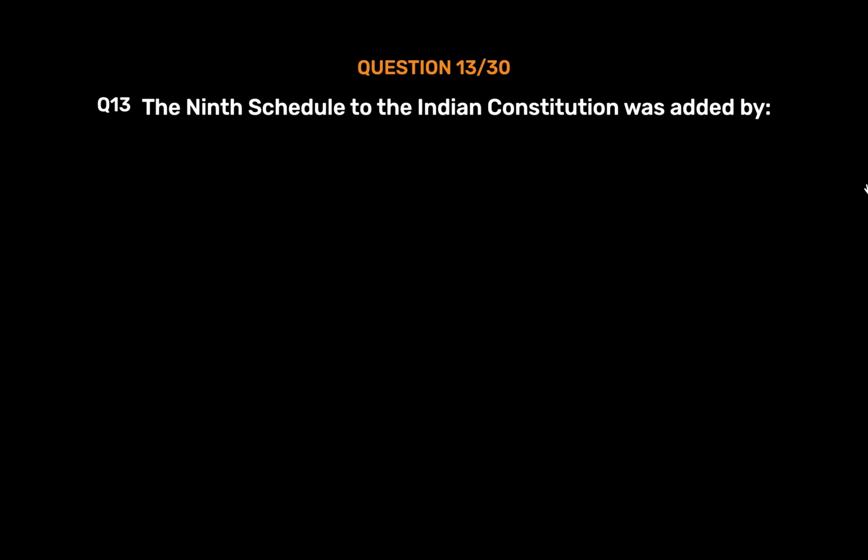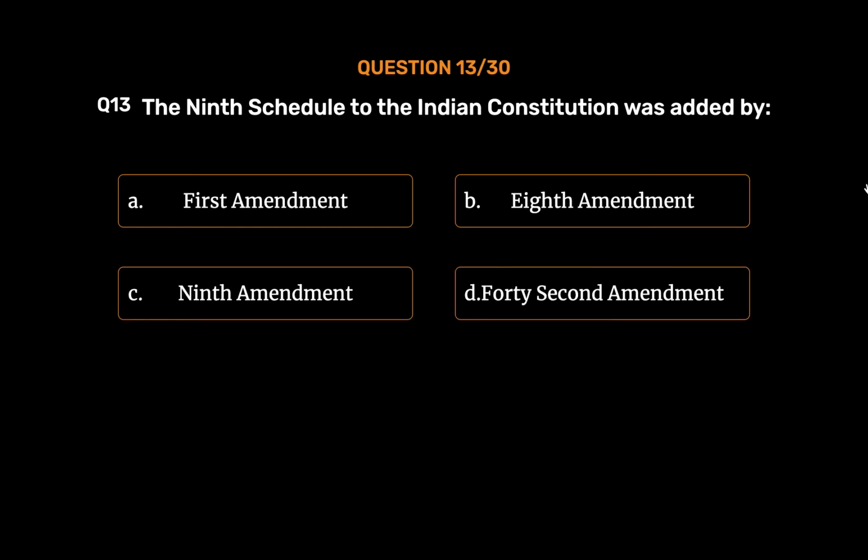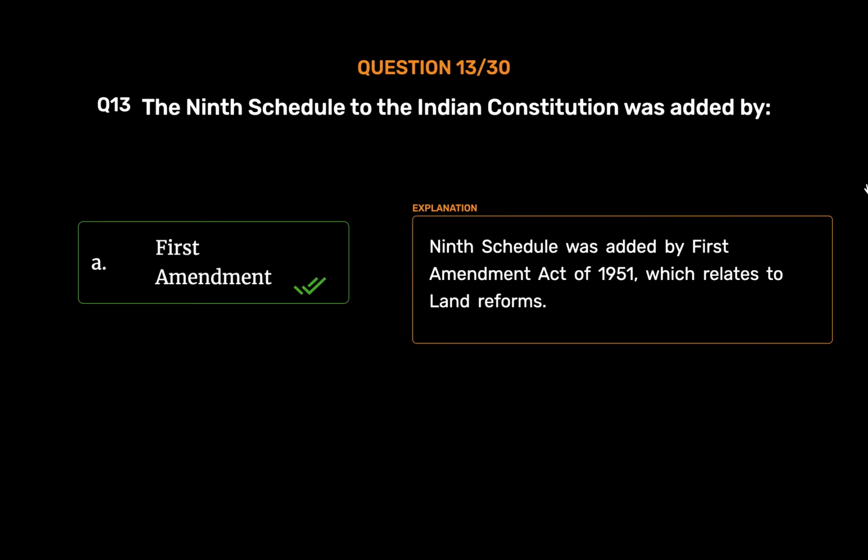Question number 13. The 9th schedule to the Indian Constitution was added by: Option A. First Amendment. Option B. 8th Amendment. Option C. 9th Amendment. Option D. 42nd Amendment. The correct answer is Option A. First Amendment. The 9th schedule was added by the First Amendment Act of 1951, which relates to land reforms.